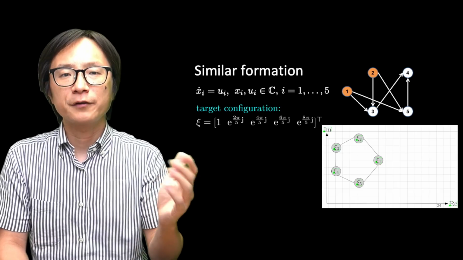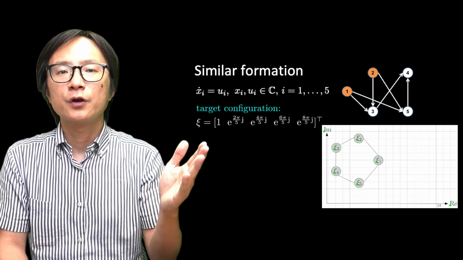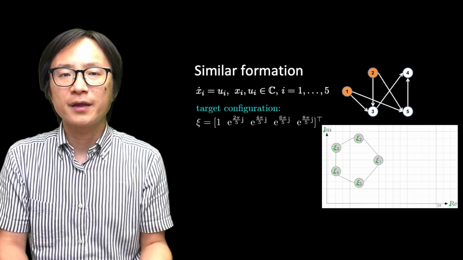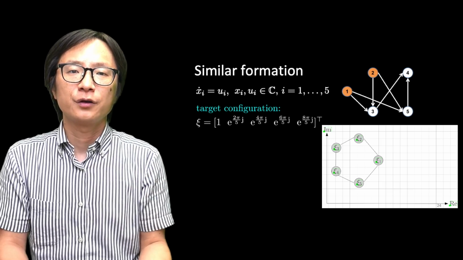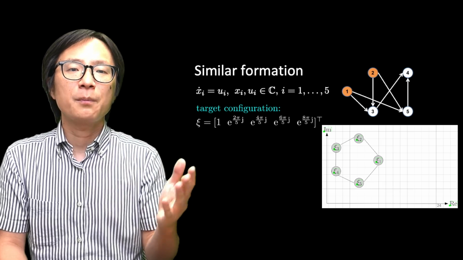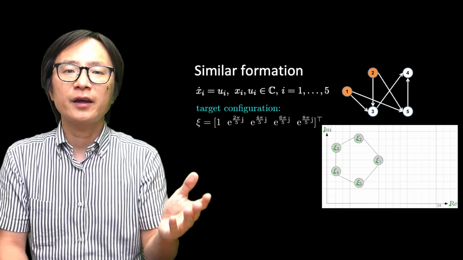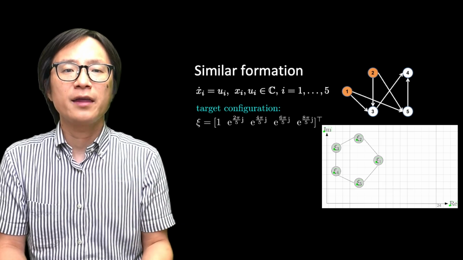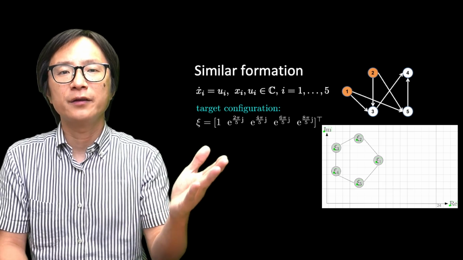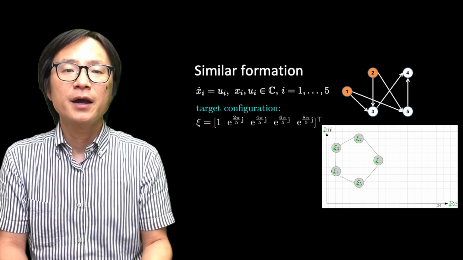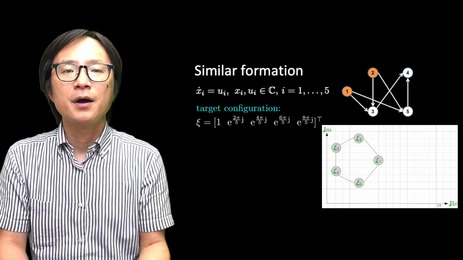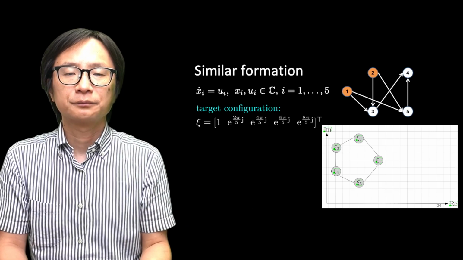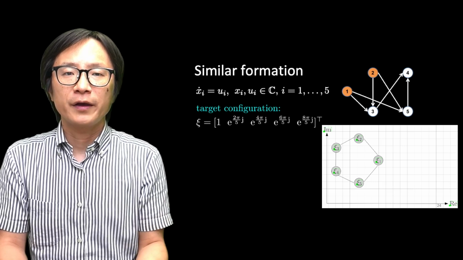And for formation control, we need to impose a target configuration, which is the desired shape that we want these agents to form. For example, for 5 agents, let's say our desired shape is a regular pentagon, then the simplest way to specify this target configuration vector is to select 5 points uniformly on the unit circle. So we have this one here.